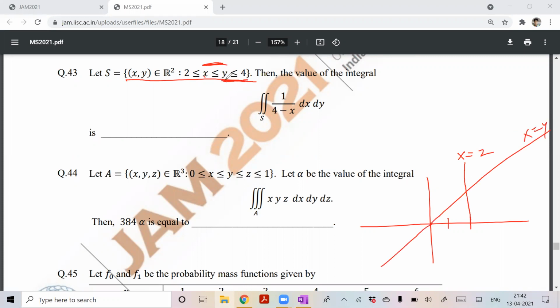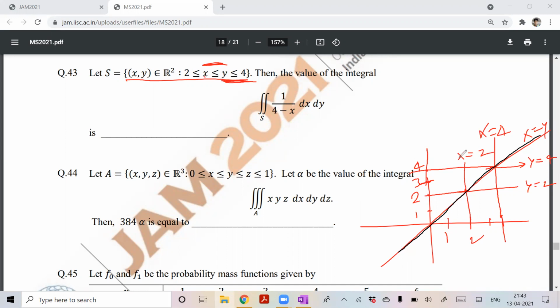Next we draw y equals 4. When x is 2, y is also 2, because this line is y equals x. So this line is y equals 2. Then this line is going to be x equals 4, and similarly this is 4, and this line is going to be y equals 4. So what have I drawn? This line is y equals x, this line x equals 2, this line x equals 4, this line y equals 2, and this line y equals 4.